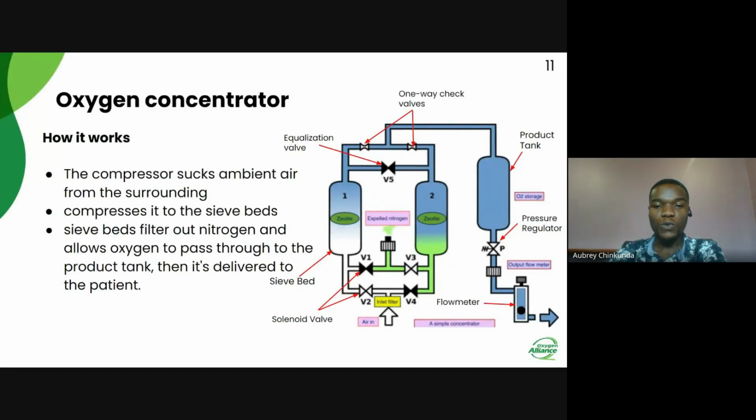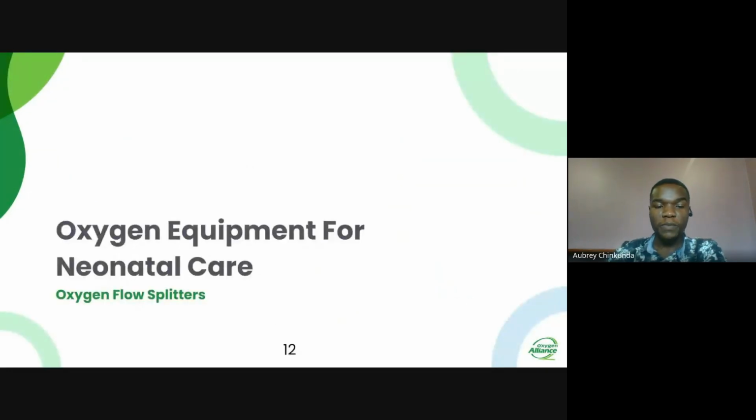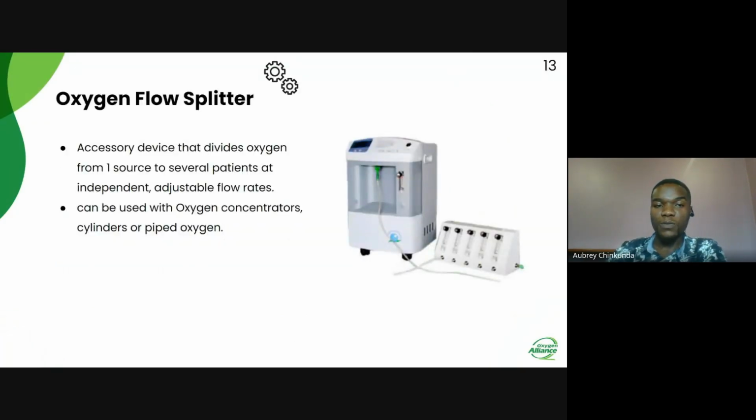We're going to move on to the next type of equipment, which is the oxygen flow splitter. So the oxygen flow splitter is an accessory device that divides oxygen from one source to several patients at independent adjustable flow rates. So this is very important because if you have a neonatal unit with, let's just say, 5 patients and you only have one source of oxygen, you can use the flow splitter to independently deliver oxygen to these patients that are in the neonatal unit.